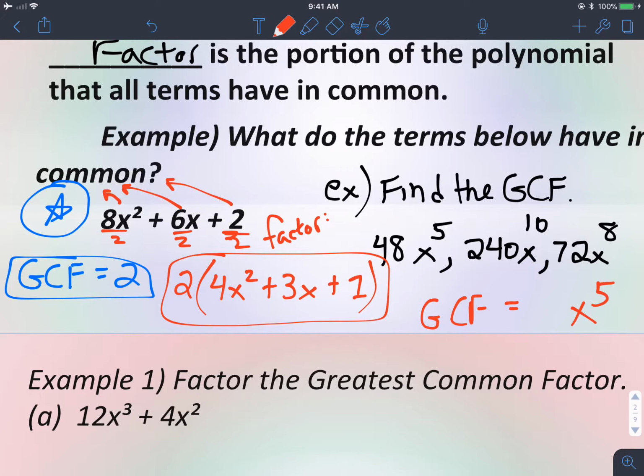Now I just have to do the numbers, right? I think like 24 works. And if you divide each number by 24, you get an even answer. You get 2, 10, and 3. So 24 is your greatest common factor there.